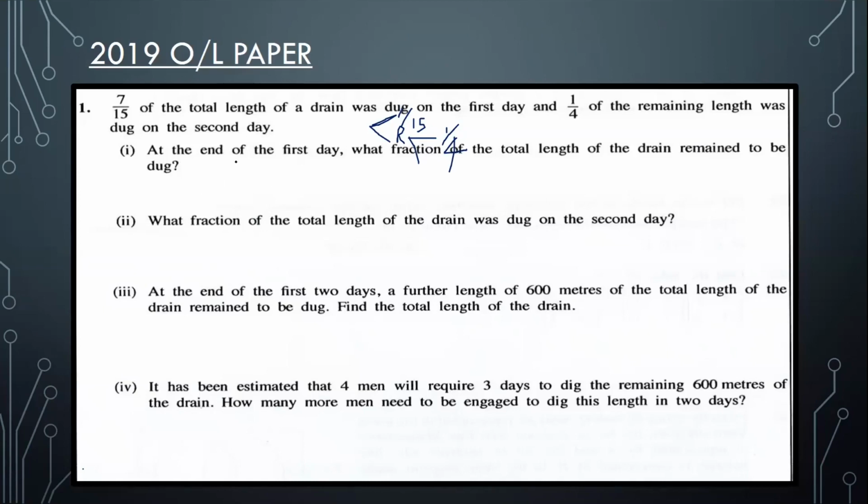And then, at the end of the first day, what fraction of the total length of the drain remained to be dug? So the total portion is 1. At the end of the first day, you have dug 7 over 15. So the remainder is 1 minus 7 over 15. So that is equal to 8 over 15.